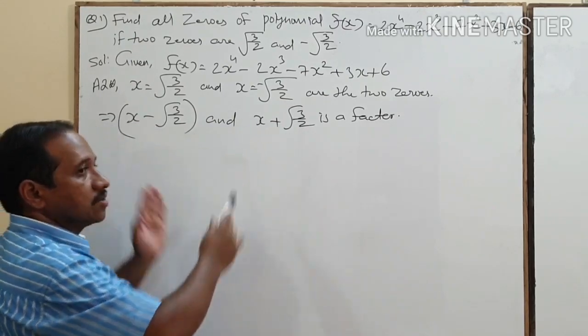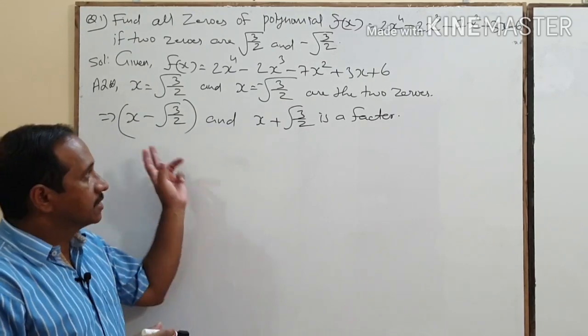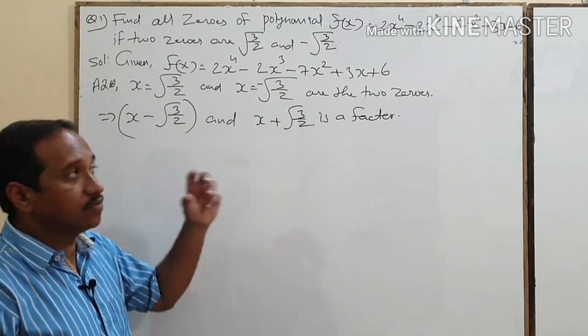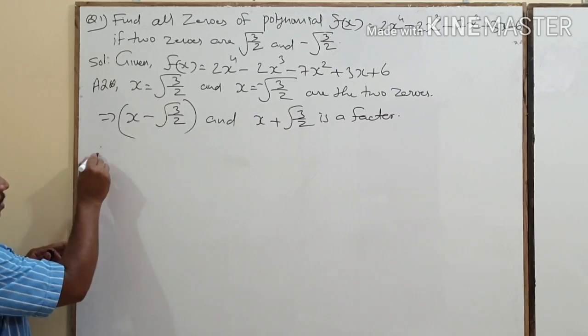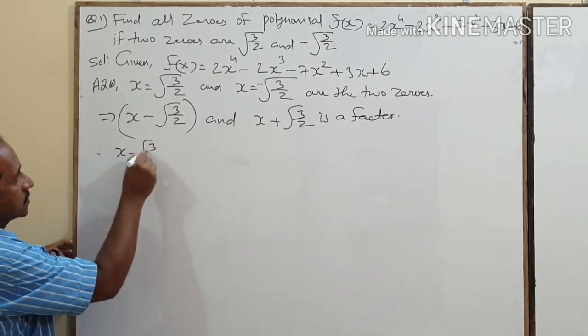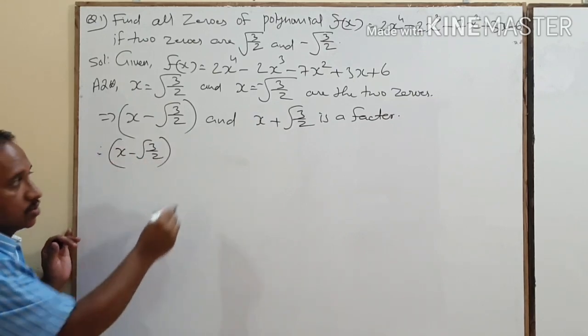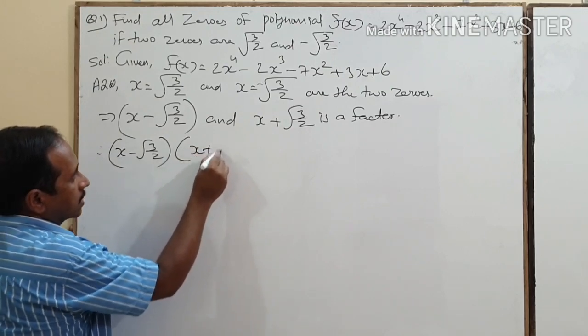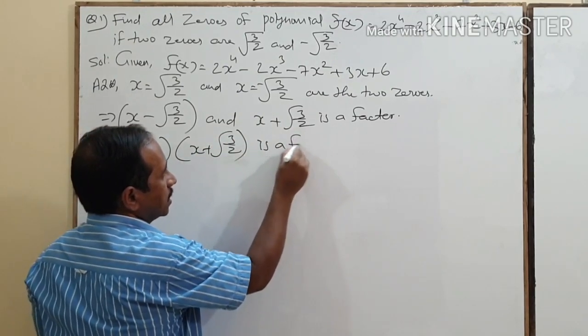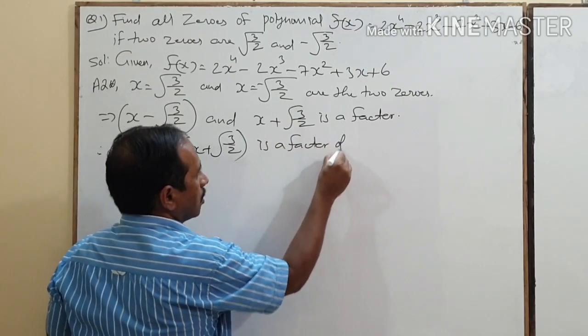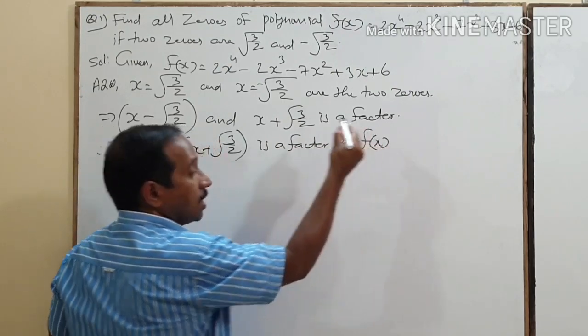If these two are the factors, then their product also will be a factor of the polynomial f of x. Therefore, we can say that x minus root of 3 by 2 into x plus root of 3 by 2 is a factor of f of x.